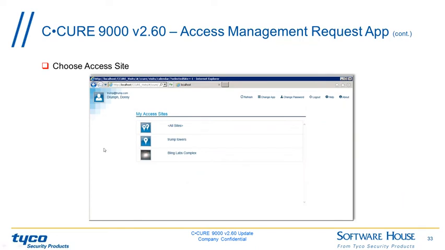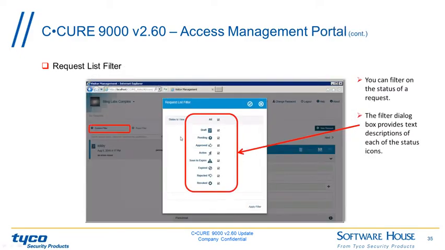So once you've entered the request app, then you can choose an access site that you want to work with. So you pick one of those. Okay. Now, you're going to see a request list, and you can filter that by clicking Custom Filter. And one of the nice things about this filter box is that it shows you what all of the different symbols mean. So as you can see on this screen, lobby is in the draft status.